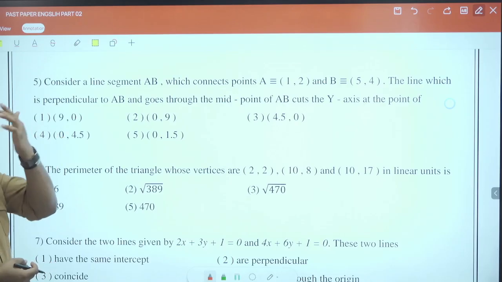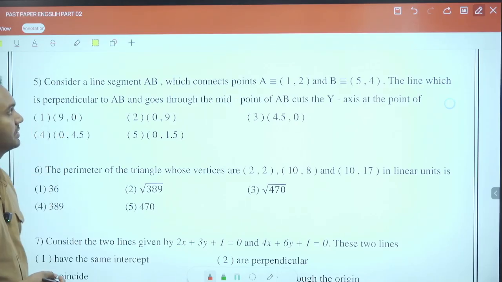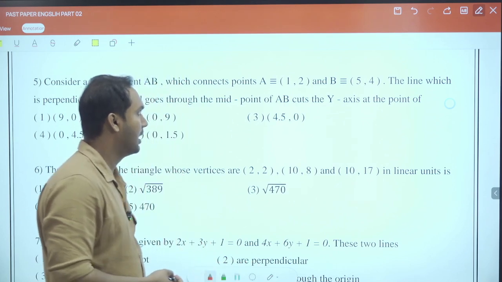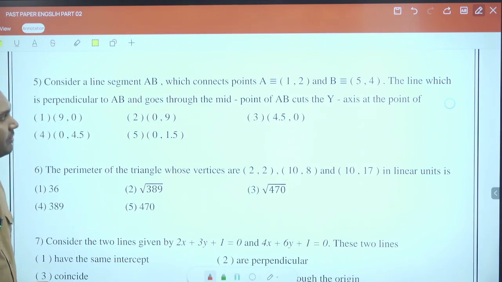Consider a line segment AB which connects point A (1, 2) and B (5, 4). The line which is perpendicular to AB goes through the midpoint of AB, cuts the y-axis at the point of which?